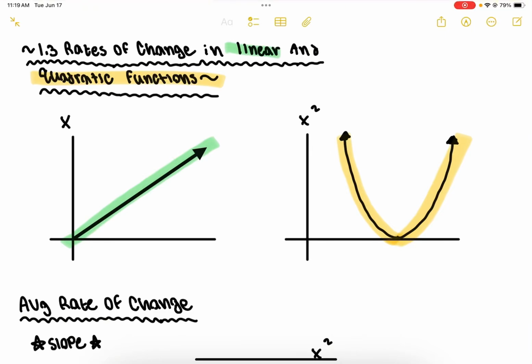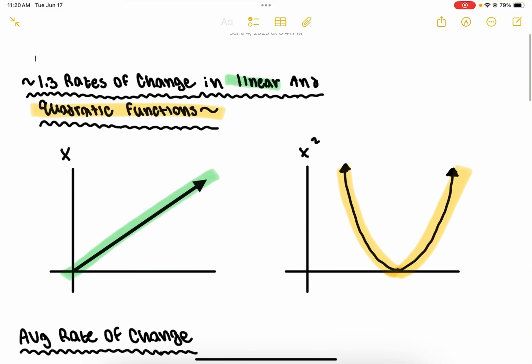Today we're going to be going over notes 1.3 in the AP Pre-Calculus curriculum. So let's get started. The title of our notes today is the rate of change in a linear and a quadratic function.